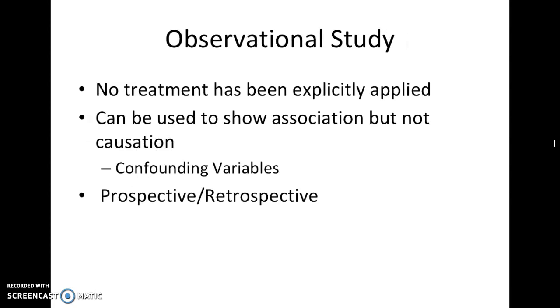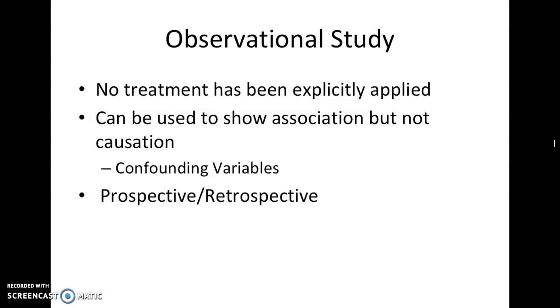One way you can get samples is through what we call an observational study. So we have observational studies and we have experiments. The big thing in an observational study is that there's no treatment that's been explicitly applied or withheld from any of the people in your study. So you're not actively withholding or applying a treatment. You can use them to show association, but not to show causation.